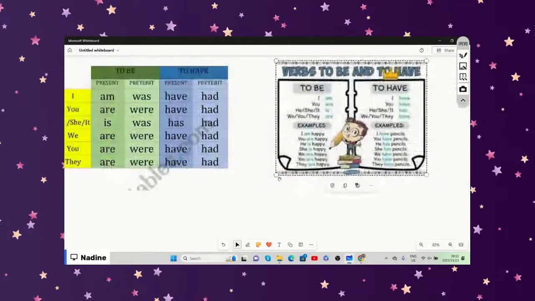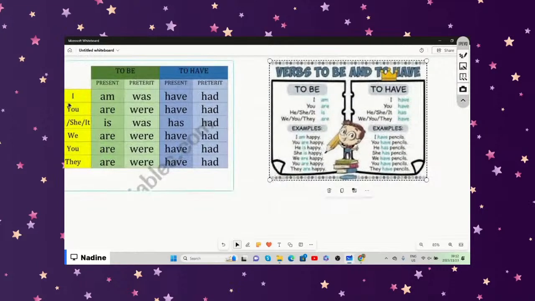And if we look at a few examples, it's like saying, I am happy, you are happy, he or she or it is happy, we are happy. These are examples of to be. He, she, it is happy because you're referring to one person.